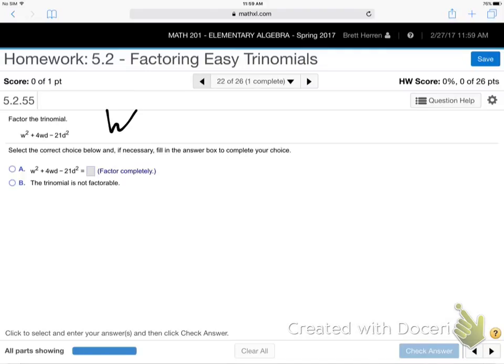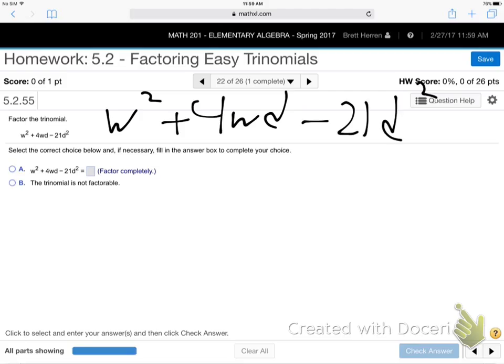Okay. So w squared plus 4wd minus 21d squared. All right. Here they've got a couple of letters. It's the same game, though. It's hardly anything different. First off, let me ask this, guys.